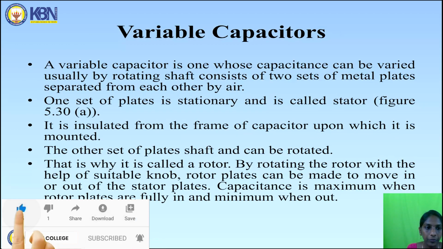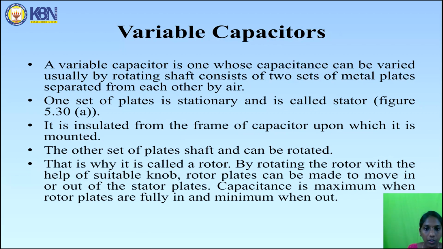And the fifth type is variable capacitors. A variable capacitor is one whose capacitance can be varied, usually by rotating a shaft. It consists of two sets of metal plates separated from each other by air. One set of plates is stationary and is called the stator. It is insulated from the frame of the capacitor upon which it is mounted.